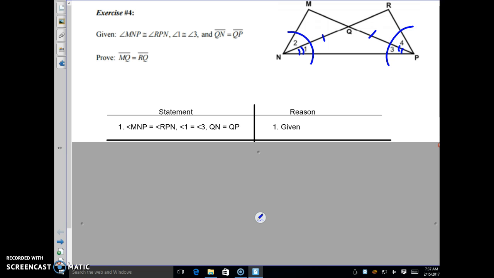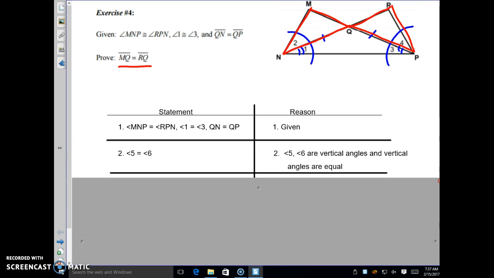The biggest thing, too, what I like to look at is what we actually have to prove. MQ and RQ are the parts of the picture that we have to prove. So right away, I would take note that we want to prove these 2 triangles are equal, triangle MQN and RPQ. Again, the first thing you want to do is make sure that you have your givens written in your table, and don't be lazy, make sure you write that.